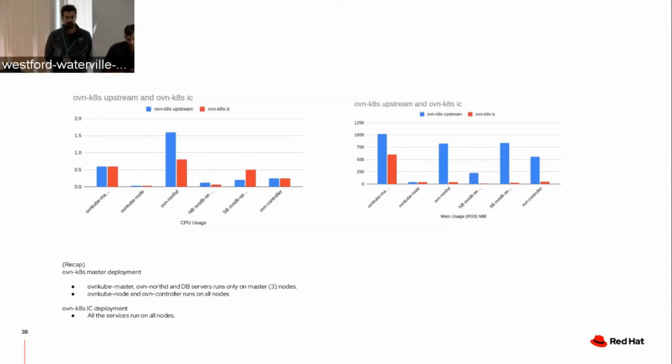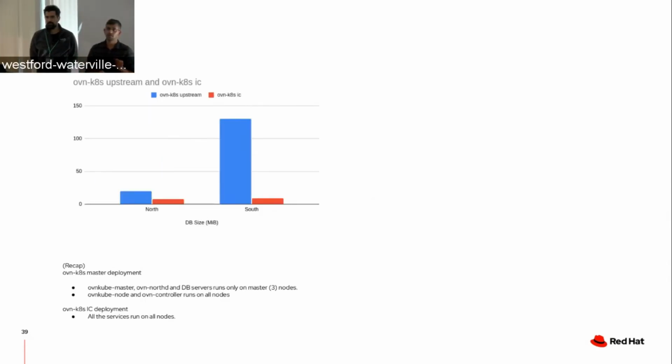On the right side is the memory utilization. You can see the difference there. The main thing is that the OVN services have better memory usage in the case of interconnect, and also even in the case of OVN Kube Master. The only thing I want to highlight is that it's per node, whereas for OVN Kube upstream, it's only for the 3 master nodes versus 1 for every node.